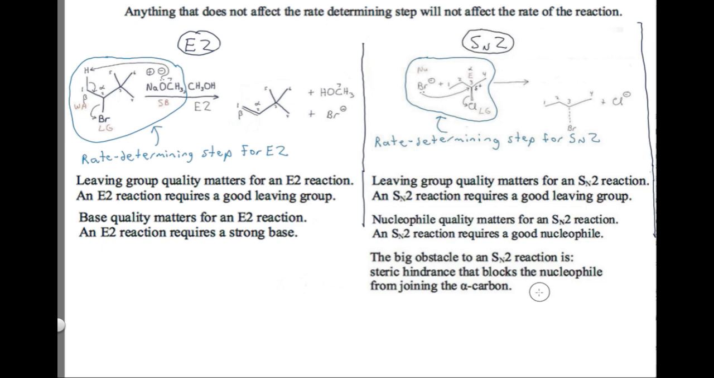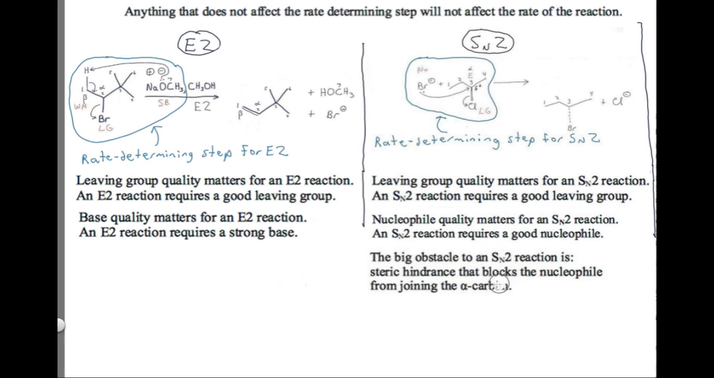I hope you tried to justify it using the rate determining step. Remember that the nucleophile has to join the alpha carbon during the rate determining step for SN2. Therefore, anything that blocks the nucleophile from joining the alpha carbon, like steric hindrance, would be likely to have a big effect on SN2. So that's a partial justification for why steric hindrance that blocks the nucleophile from joining the alpha carbon is a big obstacle for SN2. It's a big obstacle because the nucleophile has to join the alpha carbon during the rate determining step.